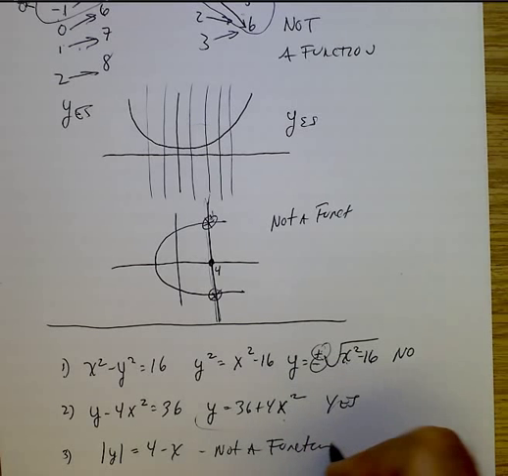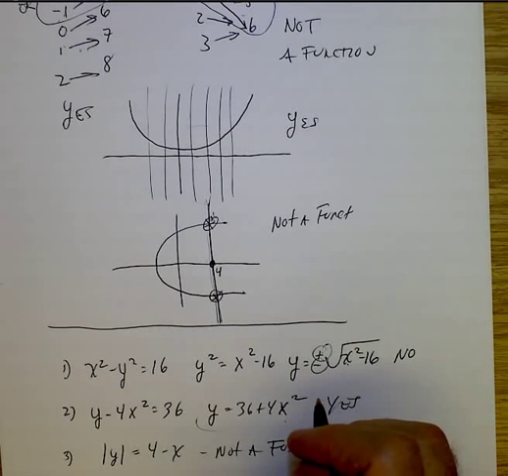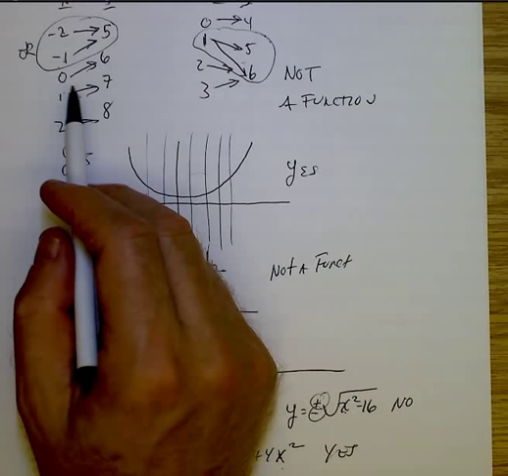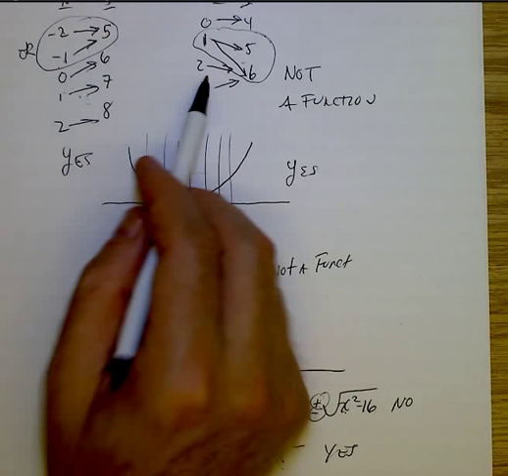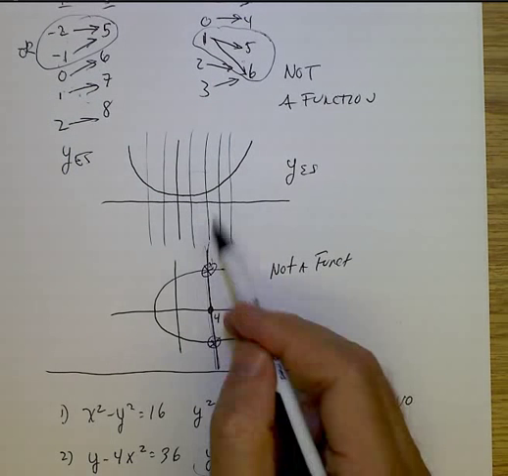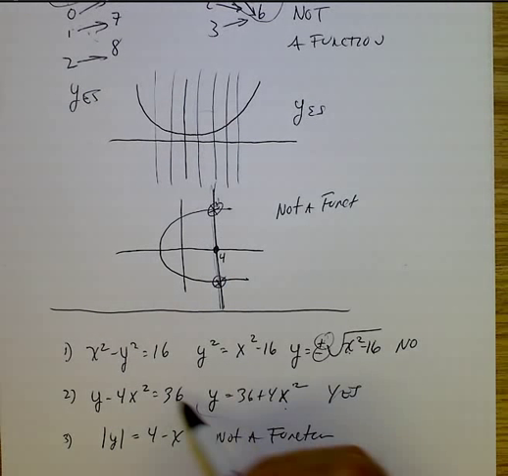Okay, so it's important that you are able to understand these, function or not, understand the vertical line test, and be able to look at equations of relationships like this and determine whether or not the equation represents y as a function of x, or it's a function. And if you can do those three things, you're well on your way. Good luck.